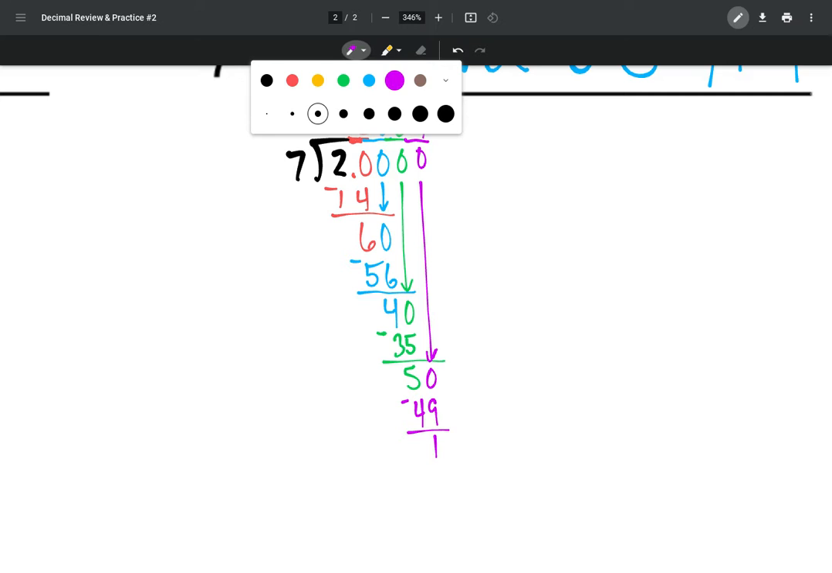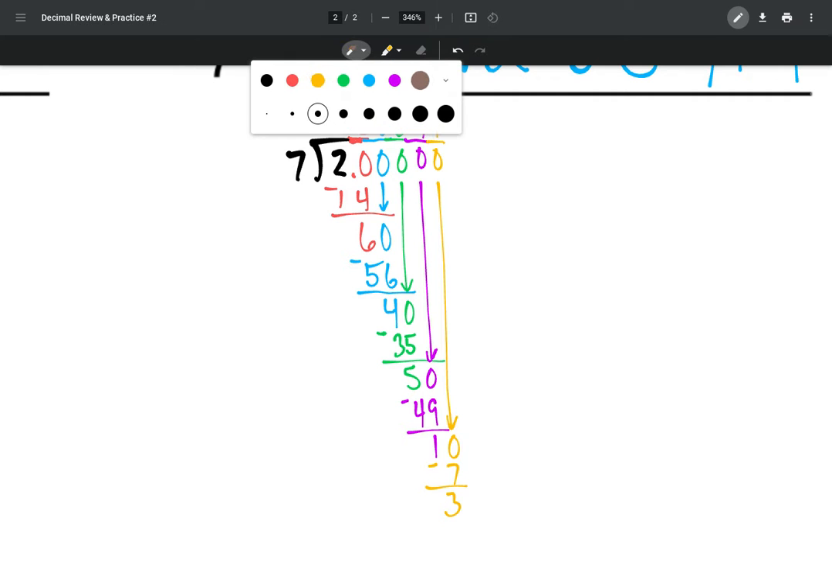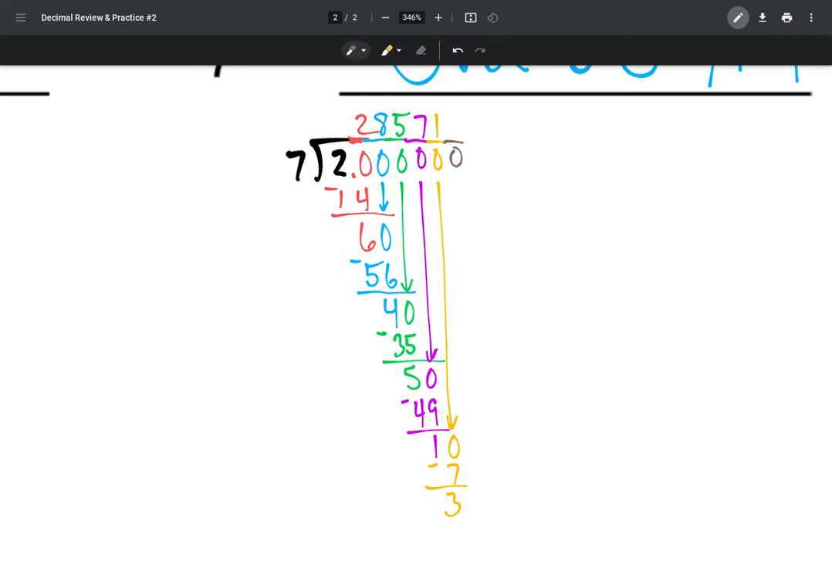We'll bring down our next invisible 0 all the way down. See how I keep things lined up? How super important it is to keep things lined up. There's 1 group of 7 in 10. 1 times 7 is 7. 10 minus 7 is 3. And we'll bring down our next invisible 0 all the way next to the 3.